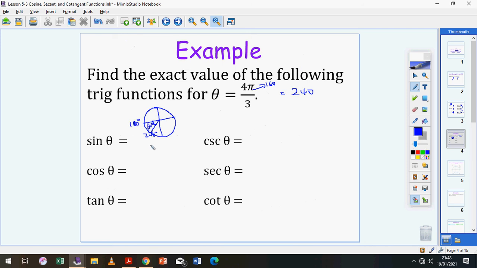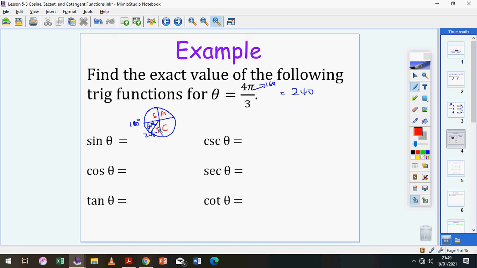Now I know that 240 is going to have the same ratios as 60 degrees, except for the fact that some of those ratios will be positive and some of those ratios will be negative. So using all students take coffee, ASTC, all are positive. Sine is positive in the second quadrant, tan is positive in the third quadrant, cosine is positive in the fourth, the rest are negative.